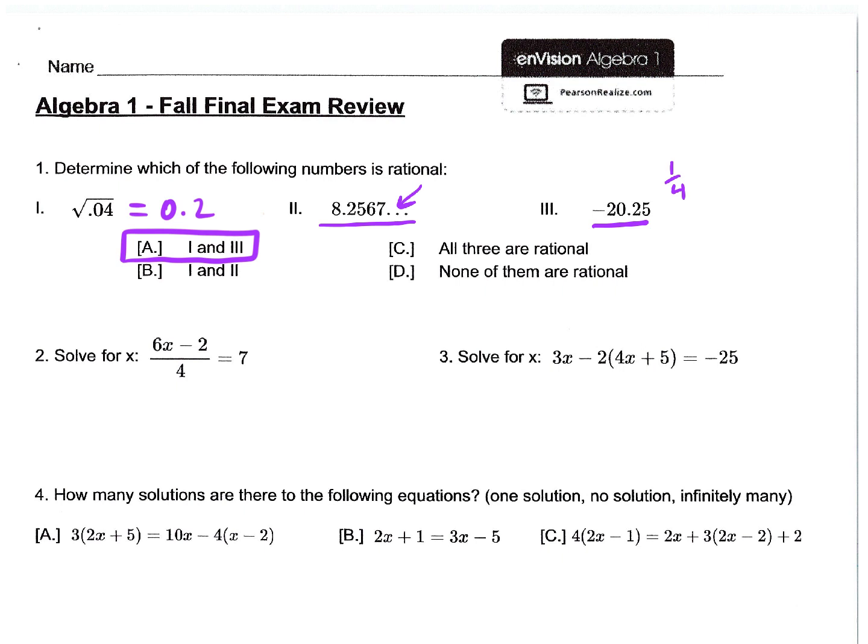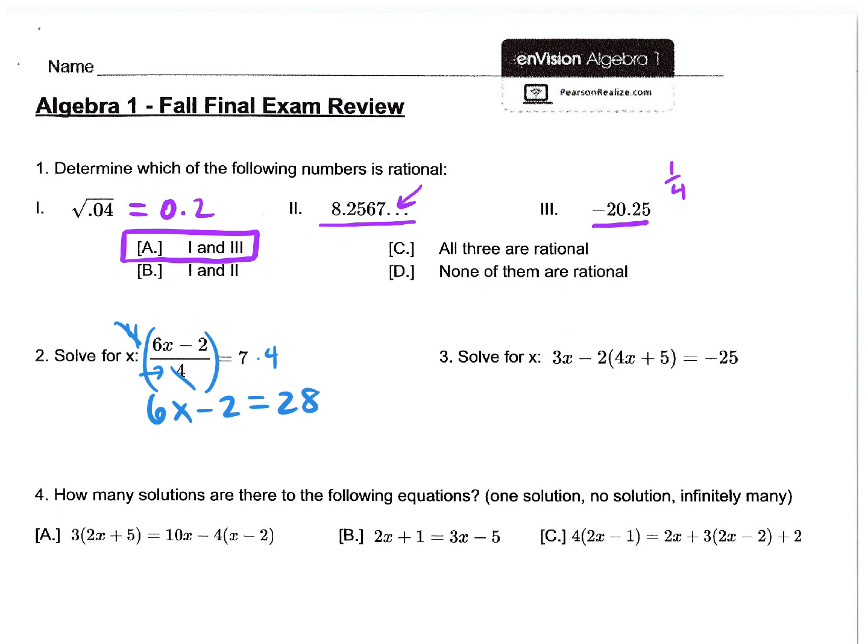For question number 2, this says solve for x. In order to solve for x, you undo the things that are happening to it. So the first and biggest thing that's happening to this problem is that we're dividing by 4. To undo dividing by 4, we multiply both sides by 4. So I'm going to multiply both sides by 4 here. What happens is that it's going to be equal to 28, but this 4 and this 4 cancel out, leaving us with 6x minus 2 on top.